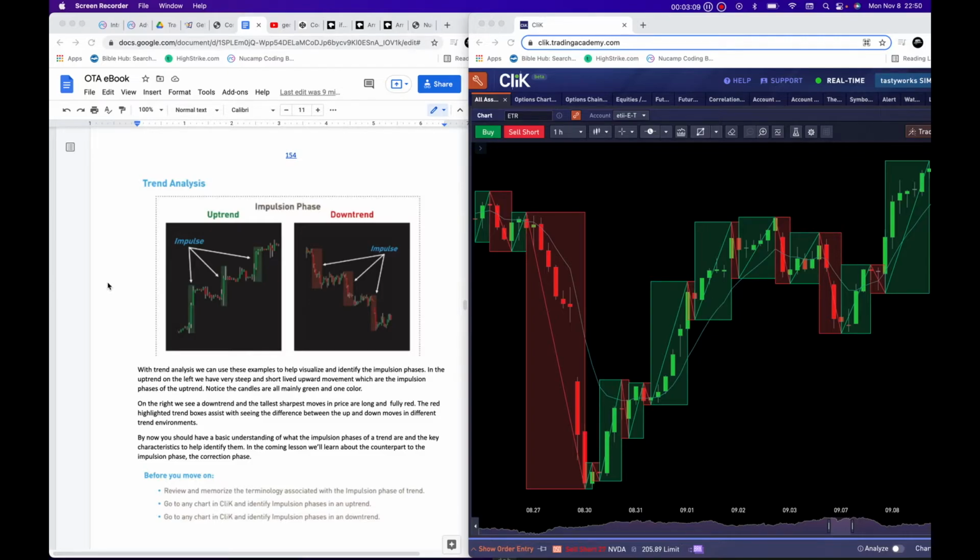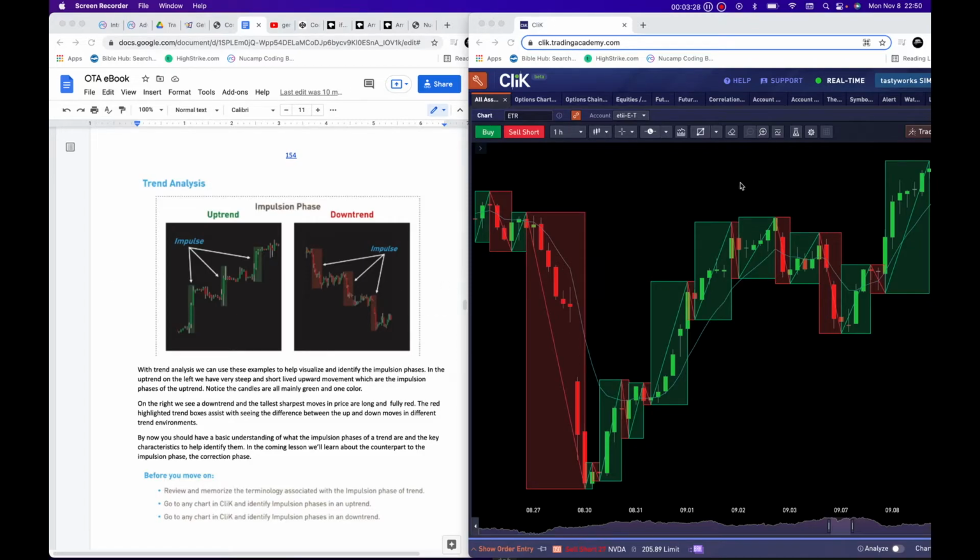So by now, you should have a basic understanding of what the impulsion phases of a trend are. And you should have a basic understanding of the key characteristics to help identify them. In the coming lessons, we'll learn about the counterpart to the impulsion phase, which is the correction phase.